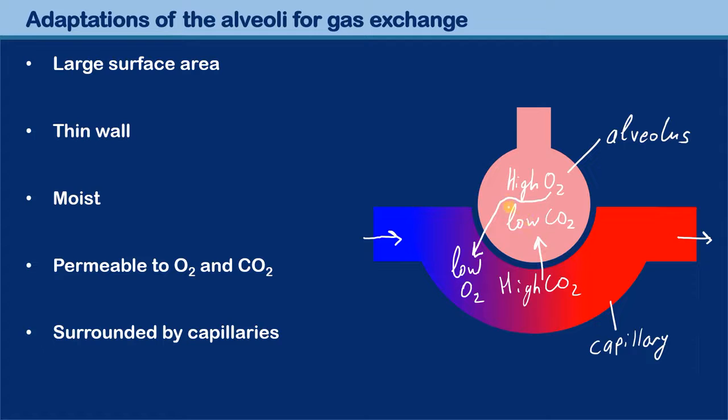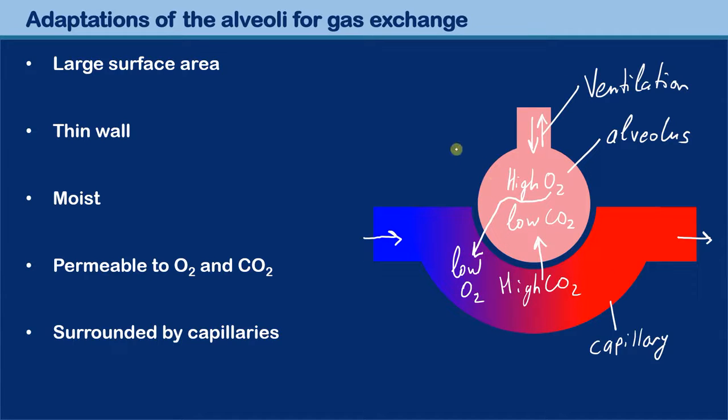Now, in order to make sure that this is able to continue, we have to make sure that we always supply new blood with a high CO2 concentration and low oxygen concentration. And we have to make sure that we always supply fresh air with a high oxygen concentration and a low CO2 concentration. And this is done by ventilation, the movement of air in and out of the alveoli. Okay, so that is basically pretty much everything I want to say here.